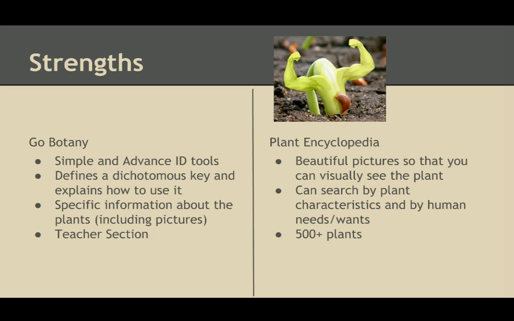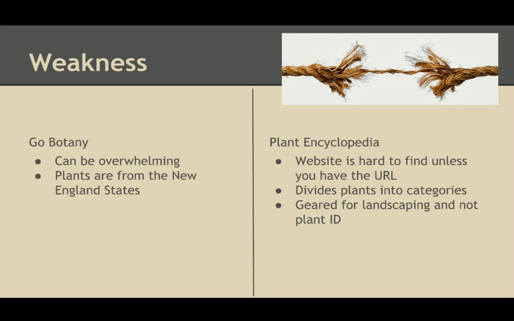It also will give you specific information about the plant, including pictures of what they look like in different life stages, and it has the teacher section in the website. The Plant Encyclopedia website has beautiful pictures so that you can visually see the plant. You can search by characteristics of the plants and by what you would want as a human in your landscaping need. The Plant Encyclopedia also has over 500 plants in their database.